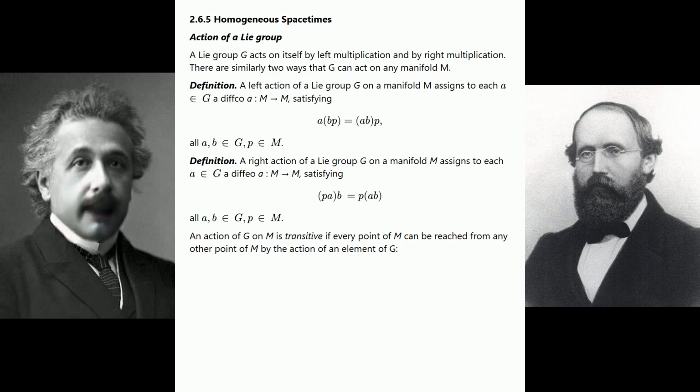2.6.5 Homogeneous spacetimes. Action of a Lie group. A Lie group G acts on itself by left multiplication and by right multiplication. There are similarly two ways that G can act on any manifold M.